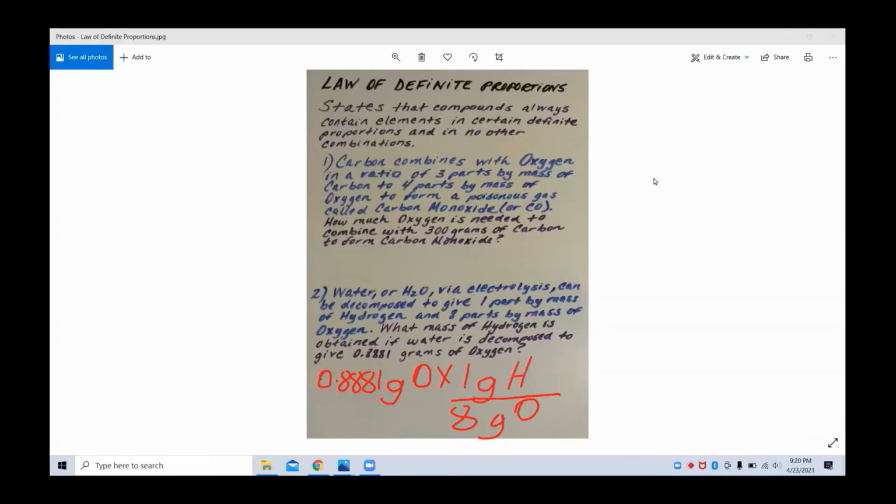So now what's going to happen here is you're going to cancel these out, and you're going to have 0.8881 grams of hydrogen divided by 8. So you take your calculator and you're going to find out what that answer is, which I've already calculated. And it's going to be 0.111 grams of hydrogen. And, well, let me write that H again. So that's your final answer. And that's your law of definite proportions.